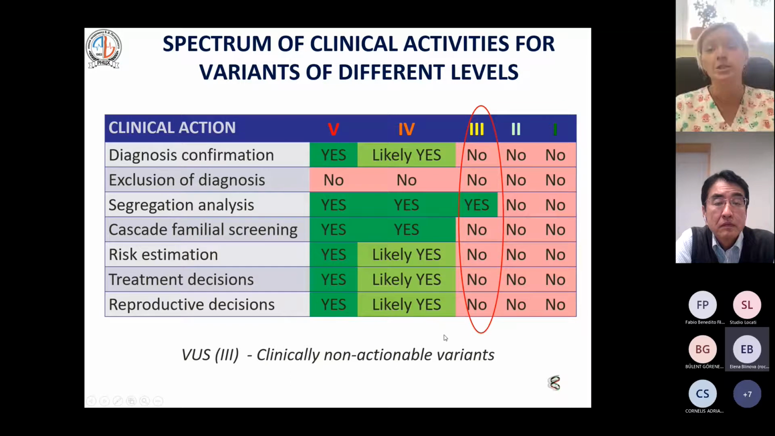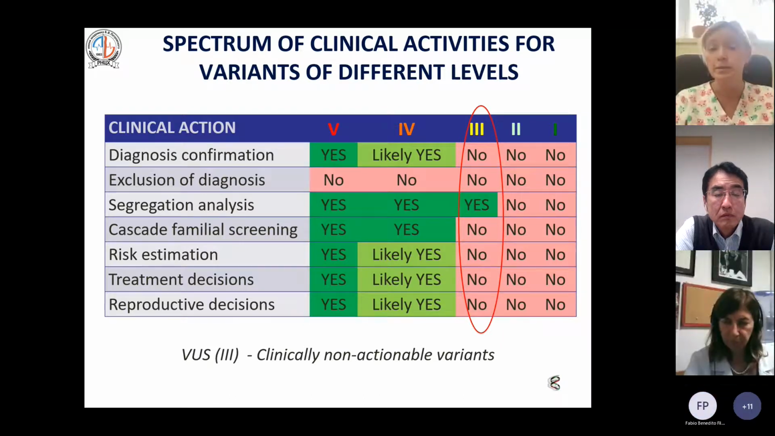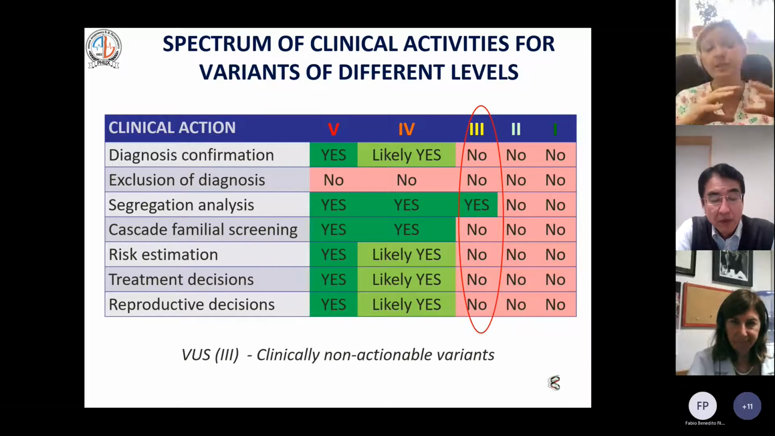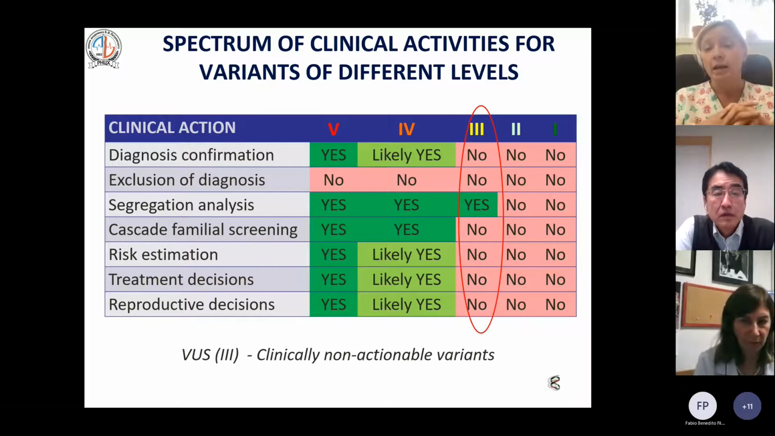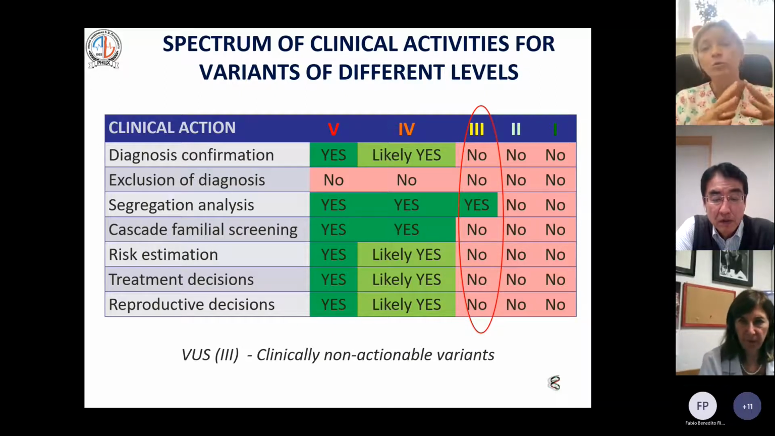But there are a lot of things we cannot do. For example, we cannot exclude a diagnosis with a genetic negative result. There is no exclusion power of a genetic test, but right now we have a special recommendation to estimate different criteria, including population criteria, to make a correct classification of our variant. Next, please.